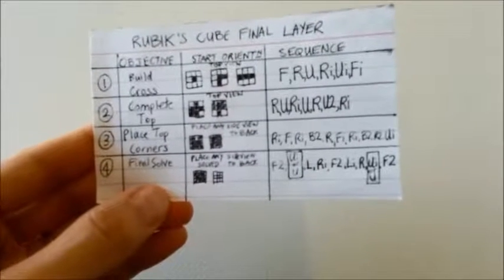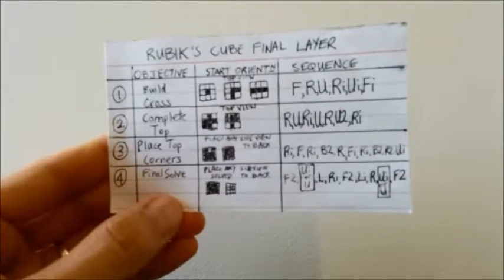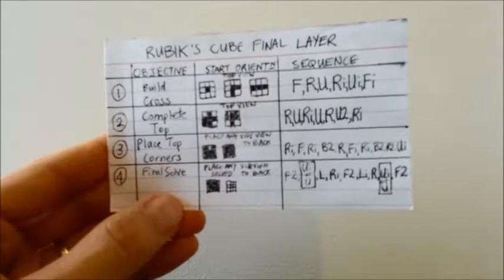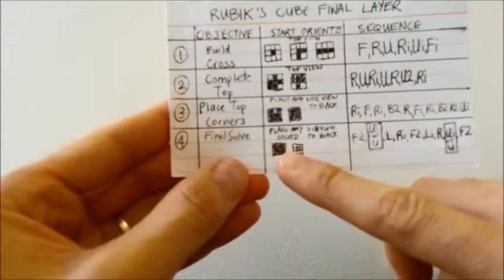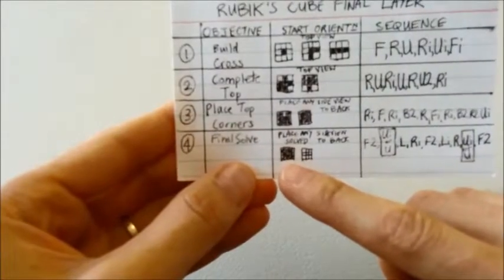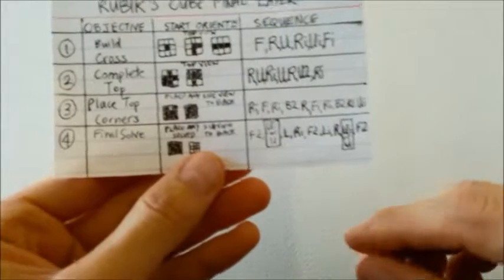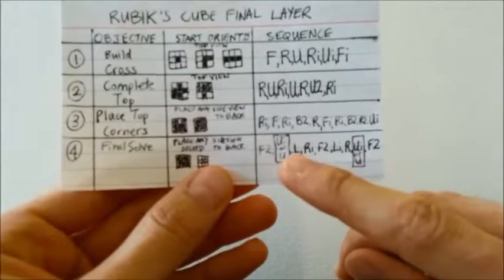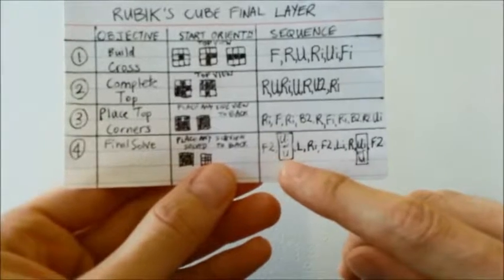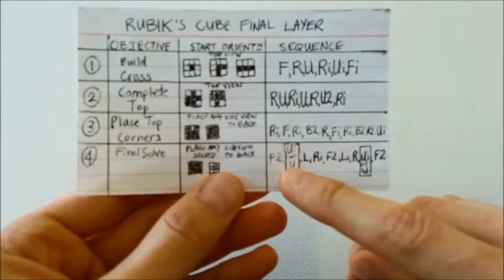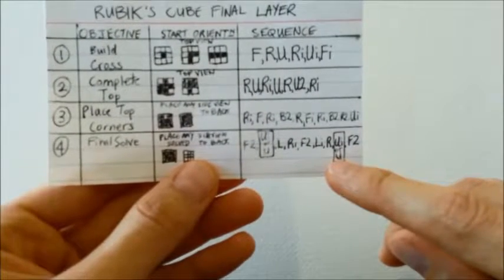Okay, we now come to the fourth step, which is the final step of the final layer solving process. It says to place any solved side to the back. Now in this algorithm, there's an option to do either upper inverse or upper. And whatever you do in the first part, you'll do in the last part of the algorithm.